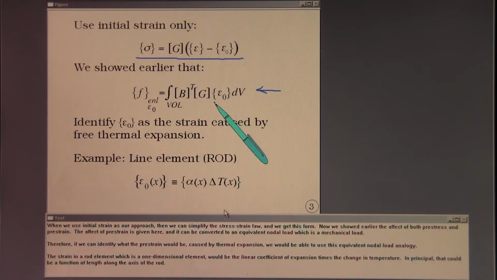Therefore, if we can identify what the pre-strain would be caused by thermal expansion, we would be able to use this equivalent nodal load analogy. The strain in a rod element, which is a one-dimensional element, would be the linear coefficient of expansion times the change in temperature. In principle, that could be a function of length along the axis of the rod.